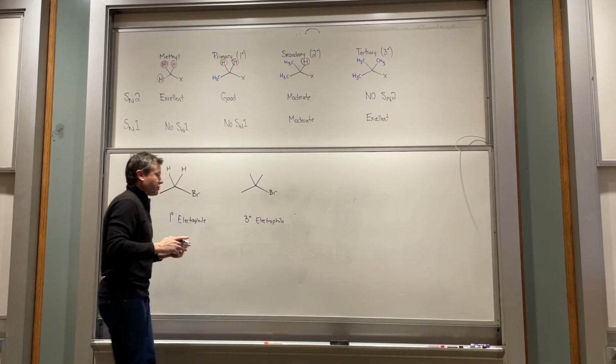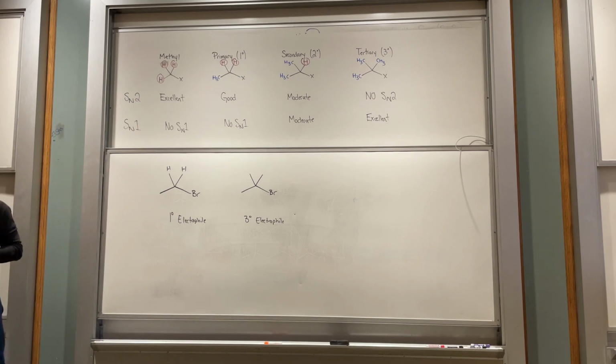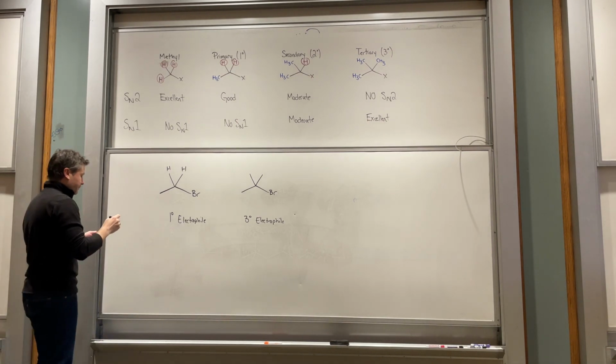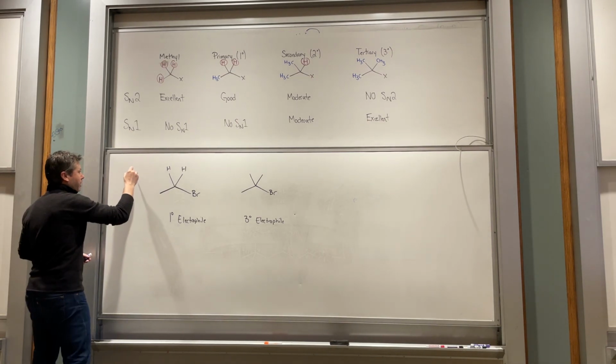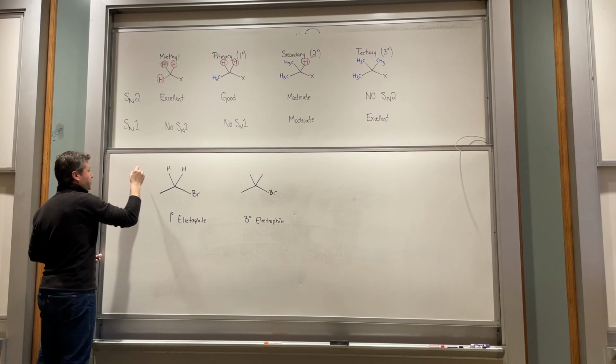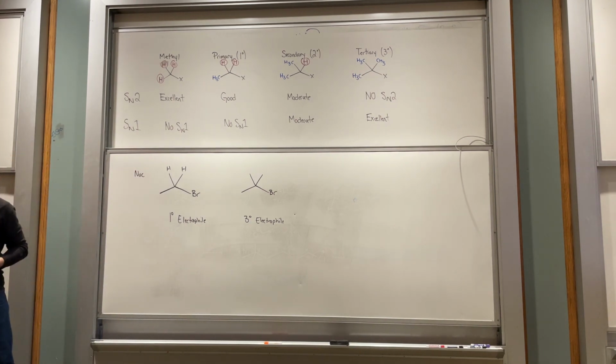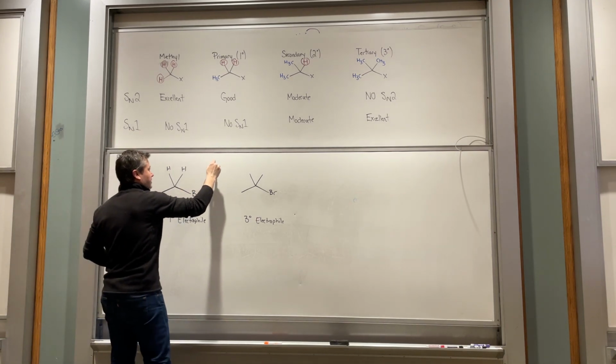And we're going to just look at two electrophiles. We'll look at the primary and the tertiary. Hopefully from this we can understand the overall trend from methyl on to tertiary. And the nucleophile that we're going to use is just going to be some generic nucleophile. We'll just call it nuc, in both cases.